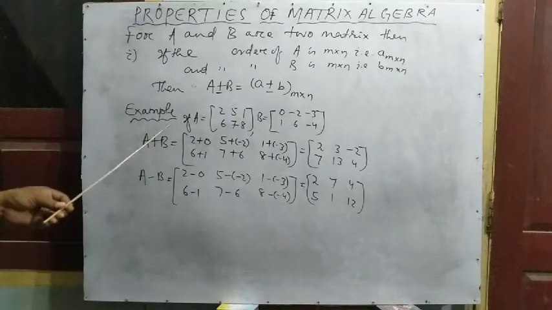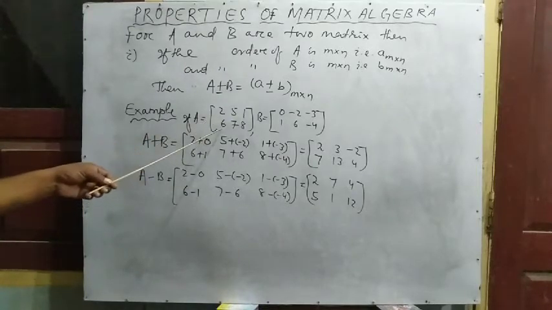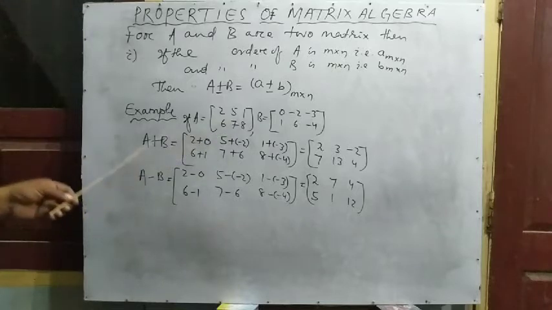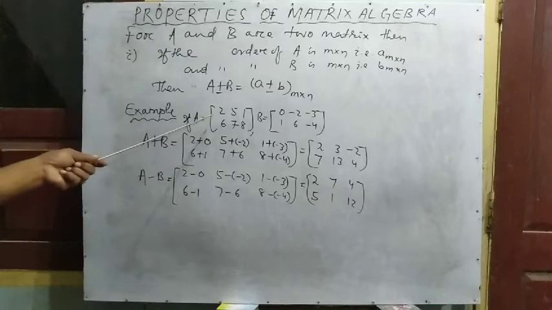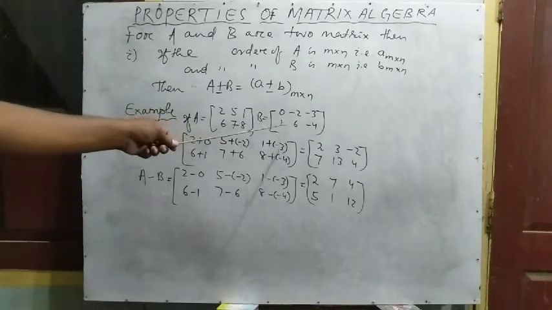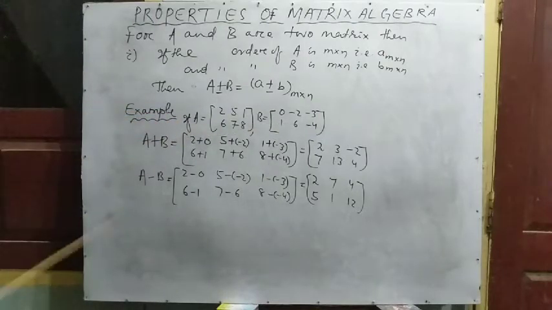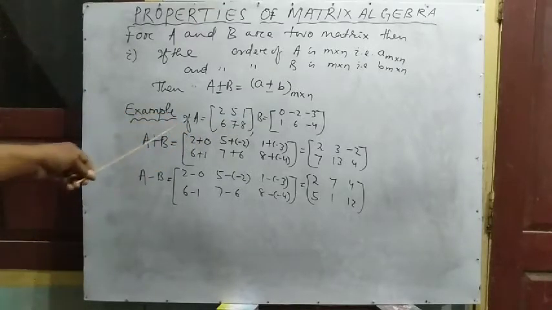Here I will tell you one example. If A equals 2, 5, 1, 6, 5, 6, 7, 8, one of the matrices, and B equals also this one. Here the order of matrix A is 2 by 3. Here the order of B is also 2 by 3, 2 rows and 3 columns. Since the orders of the two matrices are equal, we can add or subtract the two matrices.